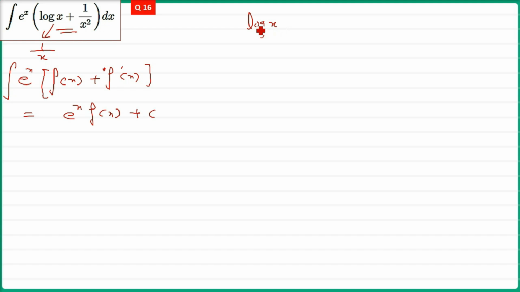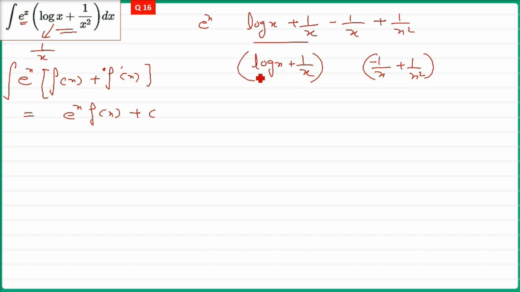So I'm taking this log x plus 1 by x square. So this is log x, and since we need to have 1 by x, I'm adding 1 by x and then I'm subtracting 1 by x because I have added, so I need to subtract also. Then we have 1 by x square. Now separate them out. E raised x is already preceding it. So log x plus 1 by x is one term we are making, and the other term will be negative 1 by x plus 1 by x square, and then multiply them by e raised x, and here also e raised x, and then we'll have a plus sign in between, and then we'll put the integration sign.